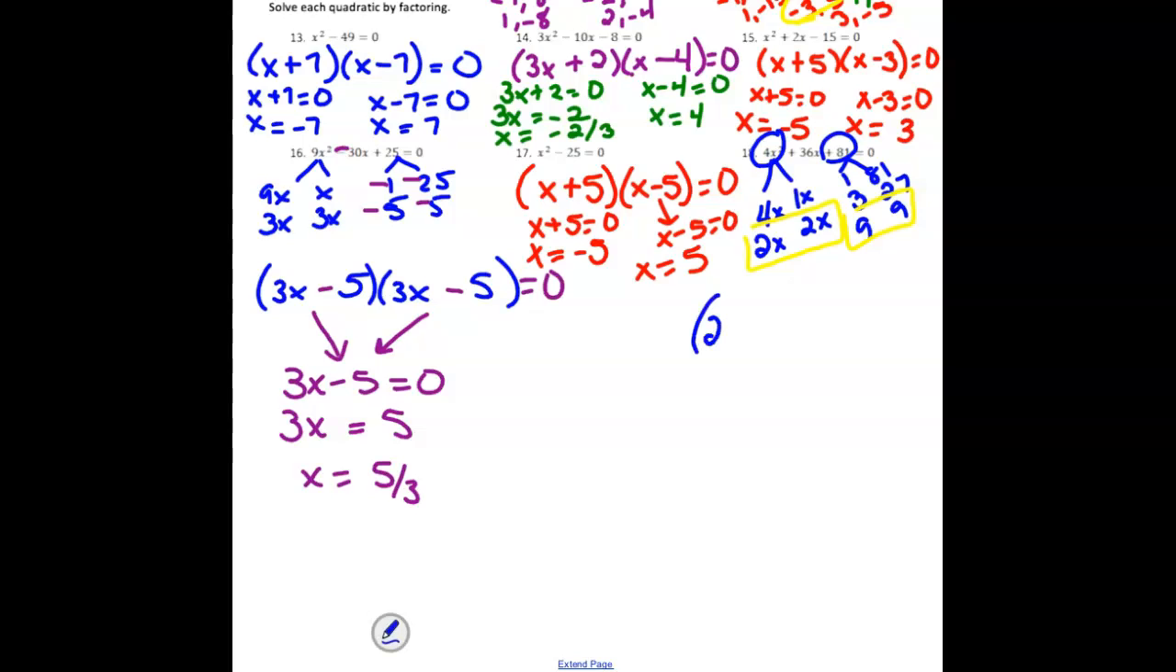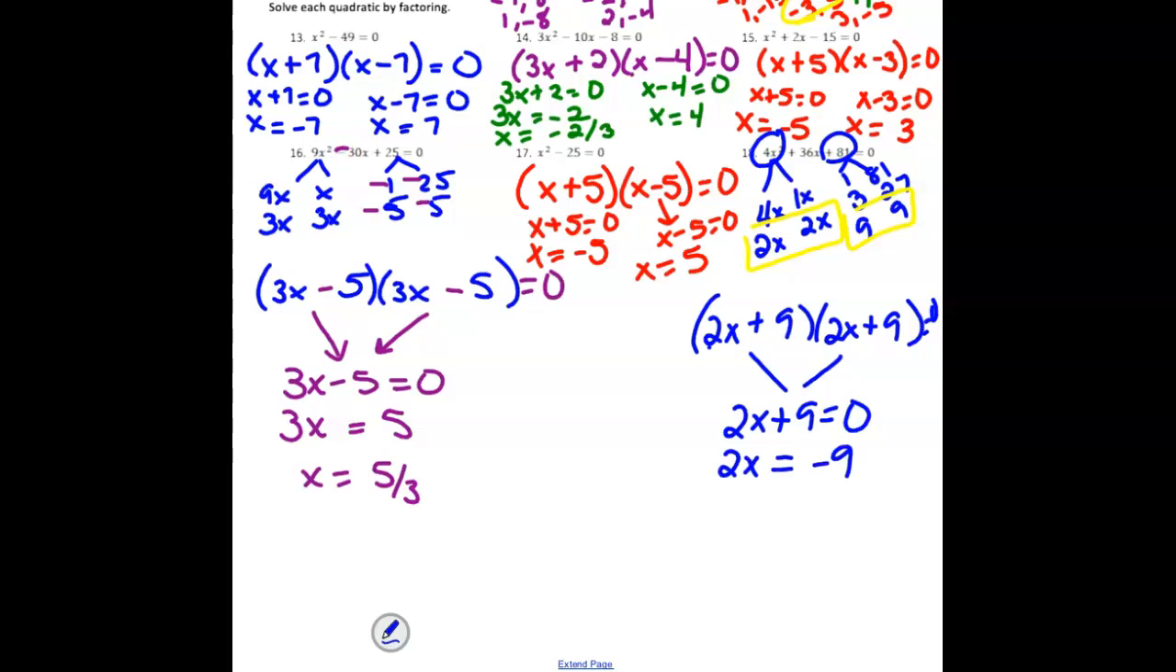So let's try 2x and 2x and the plus 9 in each one. It still is equal to 0. Inside we get 18x, and outside we also get 18x. That would add up to our 36 in the middle. So this is another one where we get two identical factors. It's called a perfect square trinomial. So setting them both equal to 0 gets us the same answer. We're going to subtract 9 and divide out the 2. So negative 9 halves.